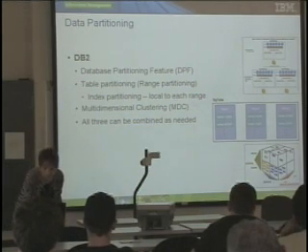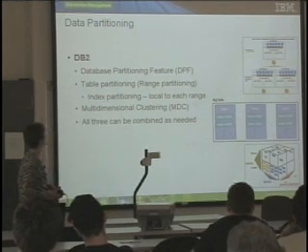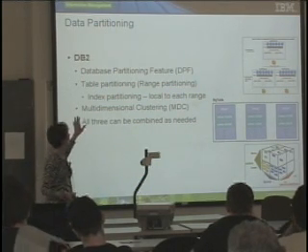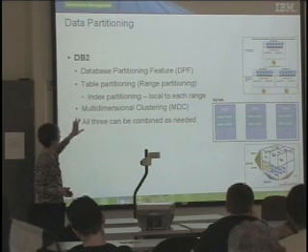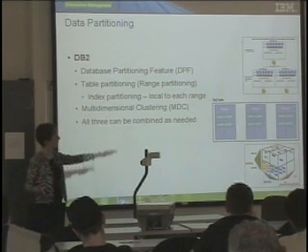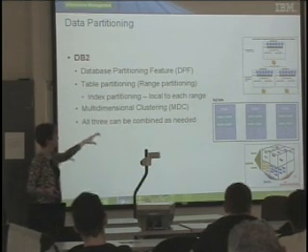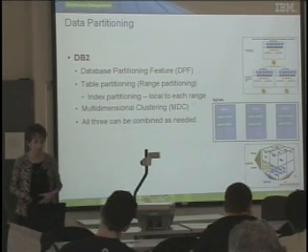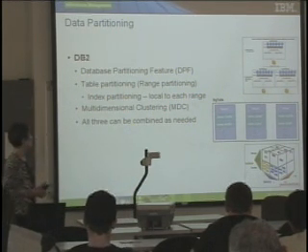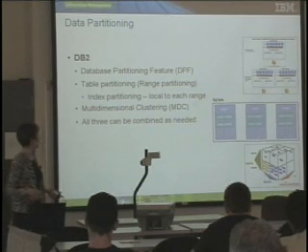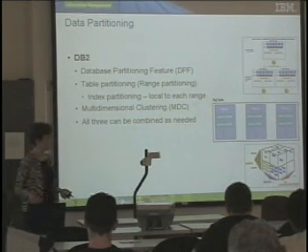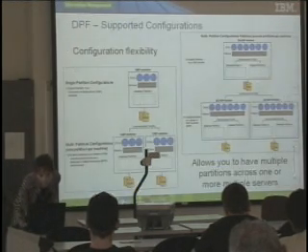Okay, so I will cover partitioning real quickly. DB2 has three kinds of partitioning. There's the database partitioning feature, and I'm going to talk to them in more detail in a second. Table partitioning, which is also called range partitioning with index partitioning, and multidimensional clustering. So let's see what these are.